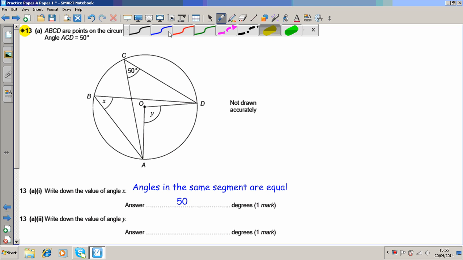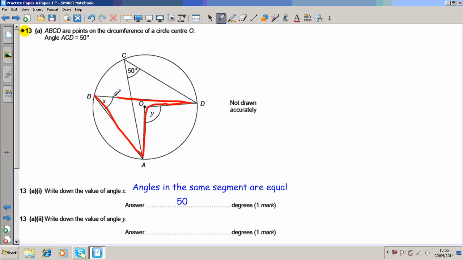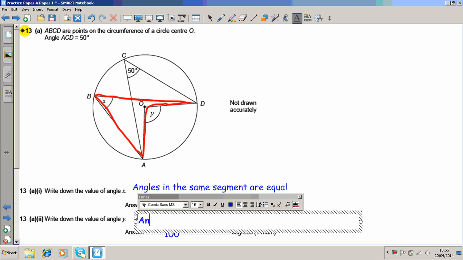Let's do y, we kind of just want to look at this arrow instead, rather than both of them. I can't draw it very well, but hopefully we see that arrow there. So it's arrow theorem, which says that the angle at the centre is twice the angle at the circumference. So if x is 50, y is 100. And again, I'm going to put that reason down. Angle at centre is twice angle at circumference.